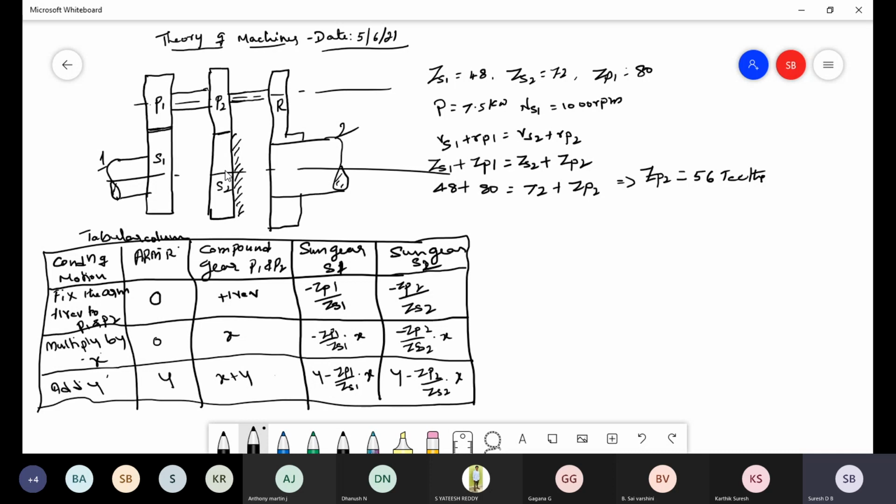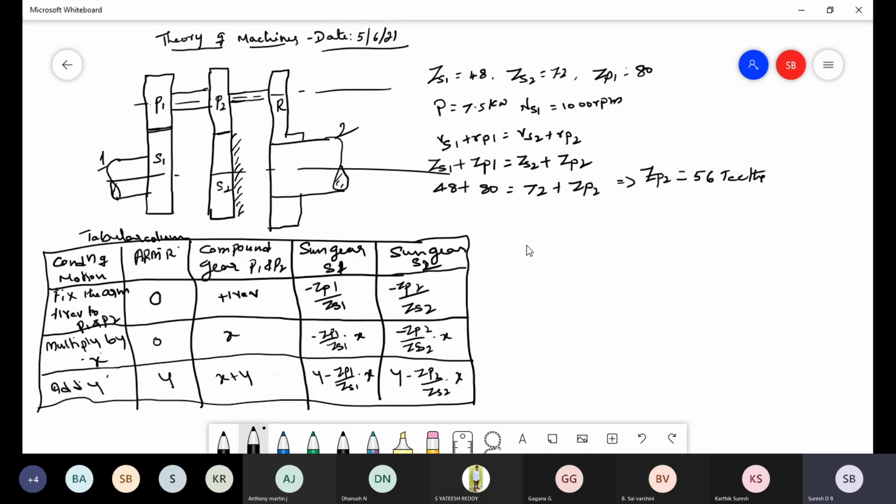By using the gear train, you can prepare the tabular column. Here, which gear is rotated at 1000 RPM? See here, NS1 rotates at 1000 RPM. NS1 means the sun gear S1 is rotated at plus 1000 RPM. Plus 1000 means the S1 gear is rotated in the clockwise direction. What is the formula for finding S1 gear? In the tabular column last row, the sun gear S1 equals Y minus ZP1 divided by ZS1 into X.